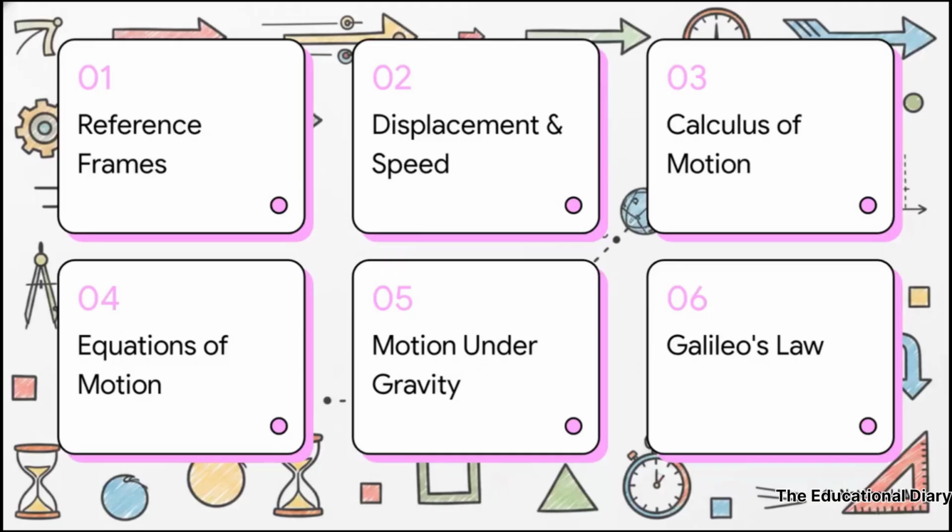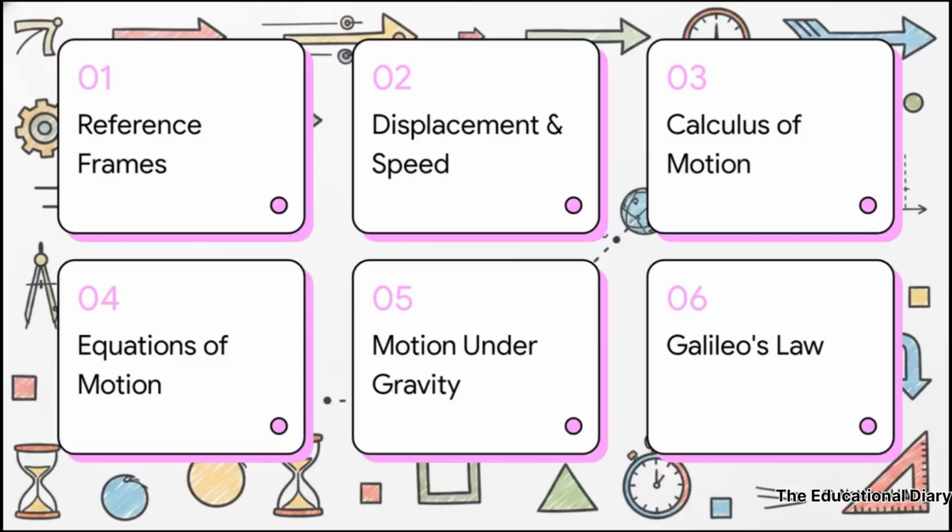Okay, let's take a quick look at our mental roadmap for today. We're hitting motion and reference frames, then displacement, velocity, and speed. After that, we'll unlock the calculus of motion, derive the famous equations, apply them to motion under gravity, and finish up with Galileo's law of odd numbers.